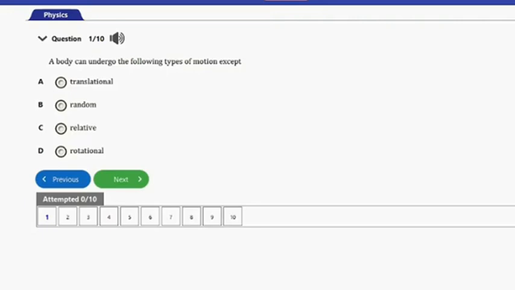It says, a body can undergo the following types of motion except A. Translational, B. Random, C. Relative, D. Rotational. So guys, the answer to this question here is option C. A body can undergo the types of motion listed here, translational, random, and rotational motion, but it takes two bodies for relative motion to occur. So that's the answer to this question, option C.